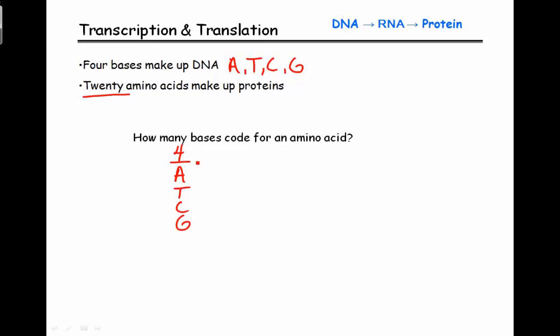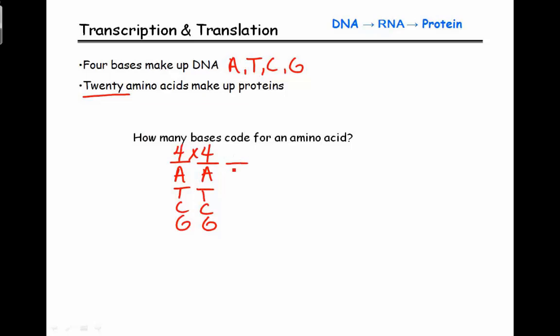So we know we can't read them one at a time. If we read them 2 at a time, basically add another blank to our word here, that means that now we can add another 4 possibilities in that second slot, and that would give us 4 times 4, or 16 possibilities, if we were to read these as 2-letter words. Again, 16 is not 20, so that's not enough.